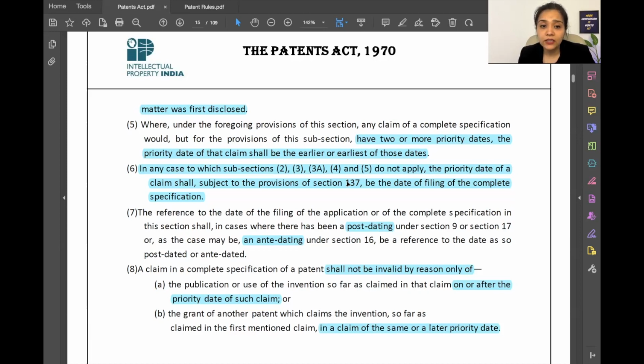In any case to which subsections 2, 3, 4, 5 do not apply, like a provisional specification is not there in any of that case, and if we are not claiming any priority date from the international application under 137, so if that is the case, provisional application is not there, international application is not there, I'm not claiming any priority while filing my application, the date of filing of the complete specification would be considered as the priority date.